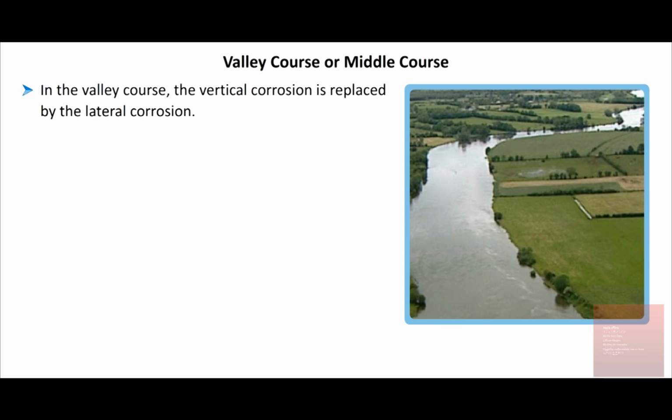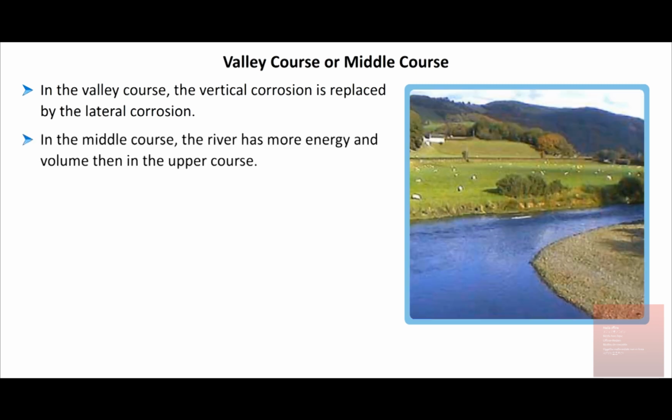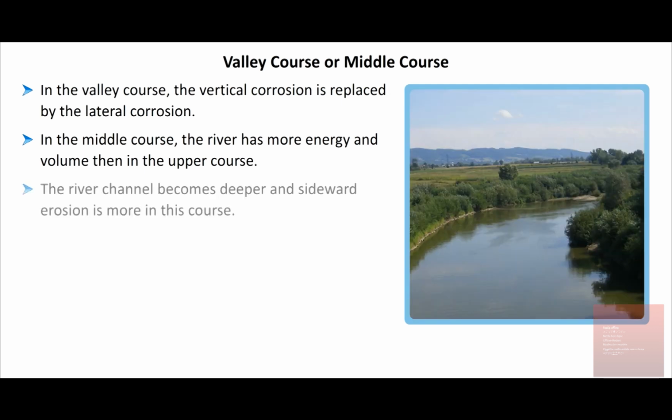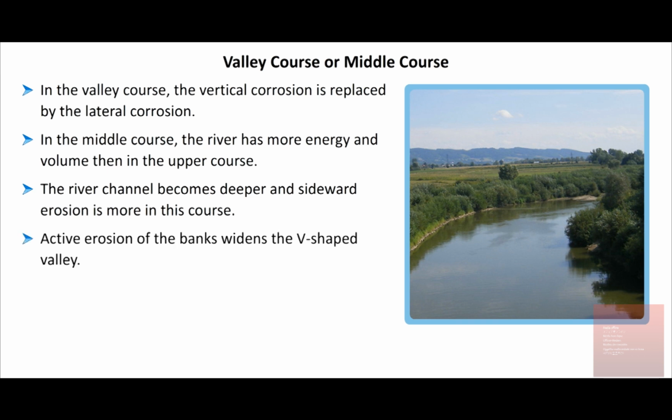Valley course or middle course. In the valley course, the vertical corrosion is replaced by the lateral corrosion. In the middle course, the river has more energy and volume than in the upper course. The river channel becomes deeper and sideward erosion is more in this course. Active erosion of the banks widens the V-shaped valley.